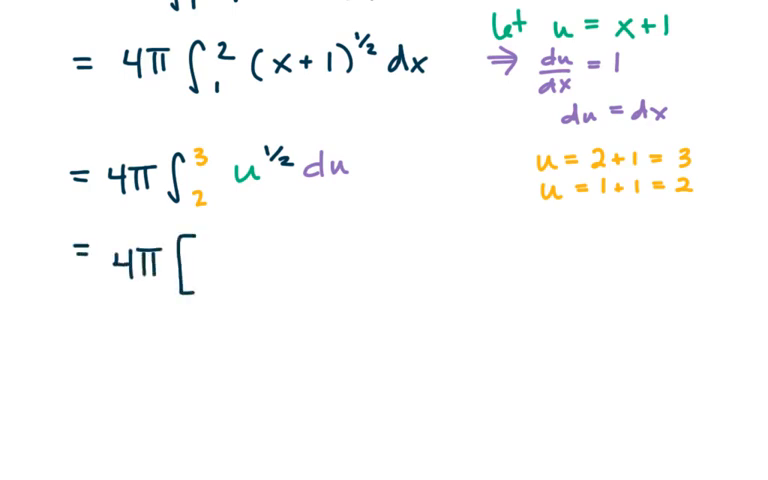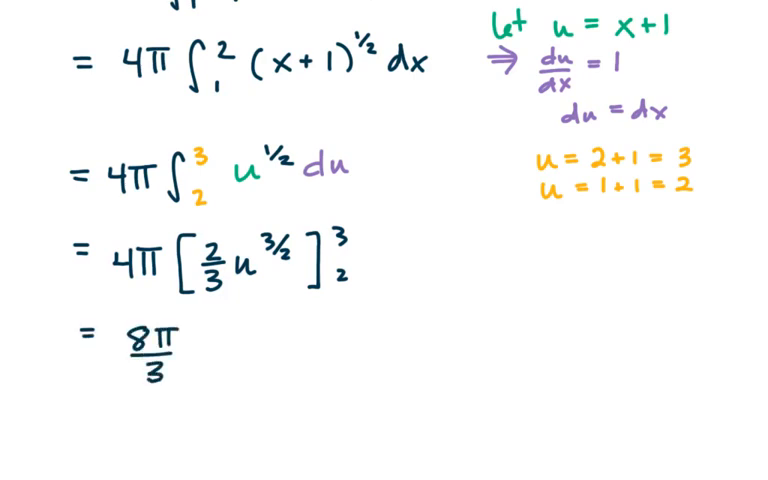This is easy to integrate, adding 1 to 1/2. I'm going to get 3/2, so I've got 2/3 u to the 3/2. That would be evaluated from 2 to 3. I'll pull that 2/3 out in front. I now have 8 pi over 3 times 3 to the 3/2 minus 2 to the 3/2.